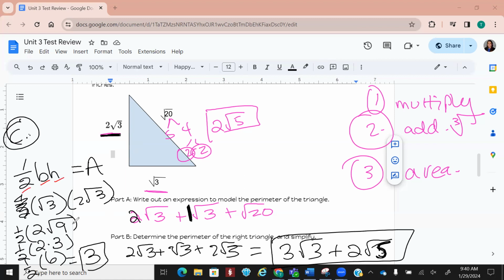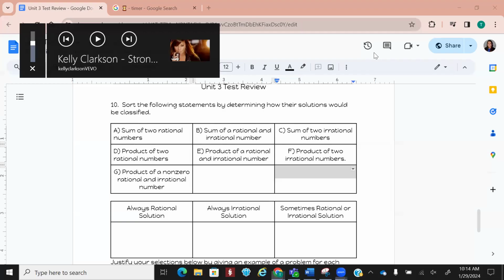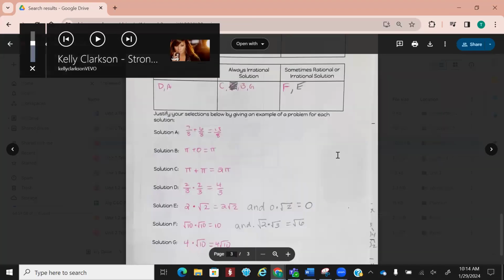Now, since this is a whole number, this guy is going to be rational, right? So the area is going to be rational. That's part D. Since this guy has a radical still at the end, this is going to be irrational. All right, so again, checking your work off of this.